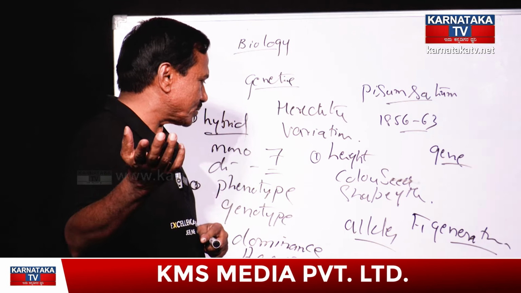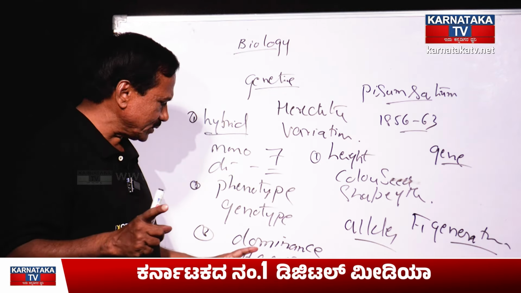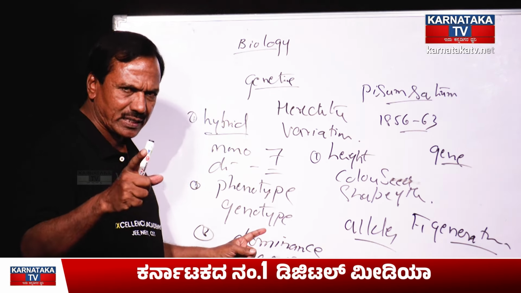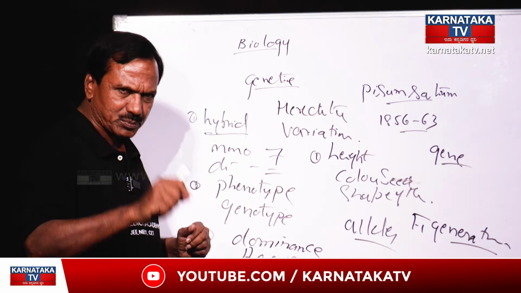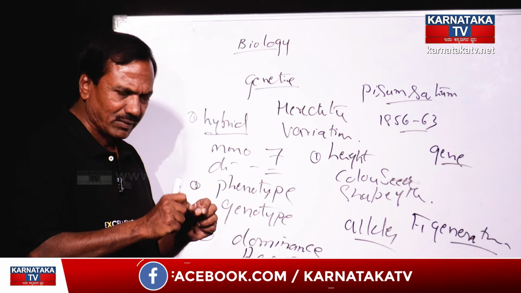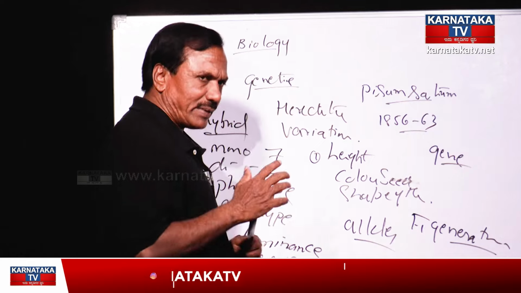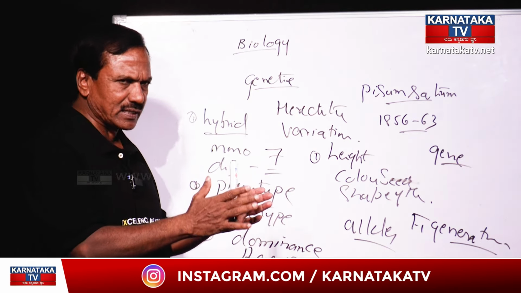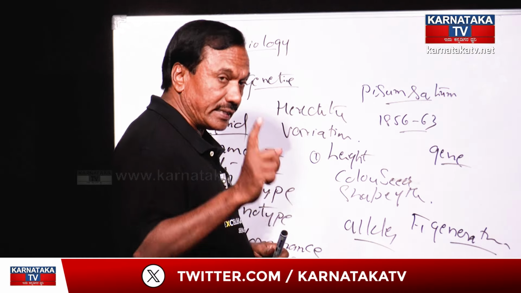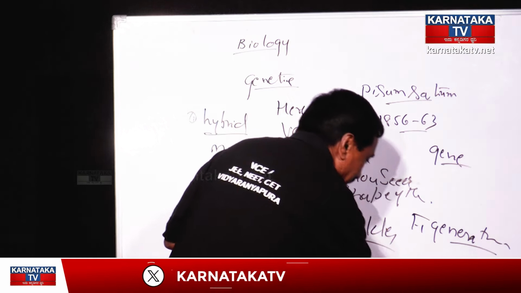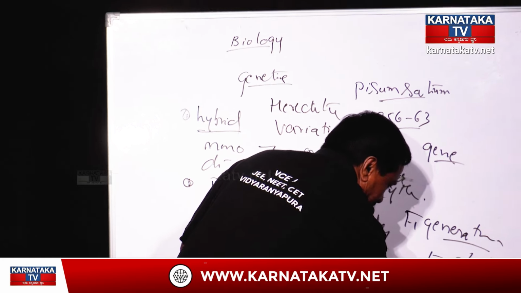Before that, I want to say something about dominant and recessive once again. The character which is expressed both in the homozygous and heterozygous conditions can be called the dominant. The character which is expressed in the homozygous condition only but not in the heterozygous condition can be called the recessive character, right? So when Mendel made the cross between the homozygous tall and homozygous dwarf, he got the F1 generation. In the F1 generation, he got tall plants only, but they are hybrid.